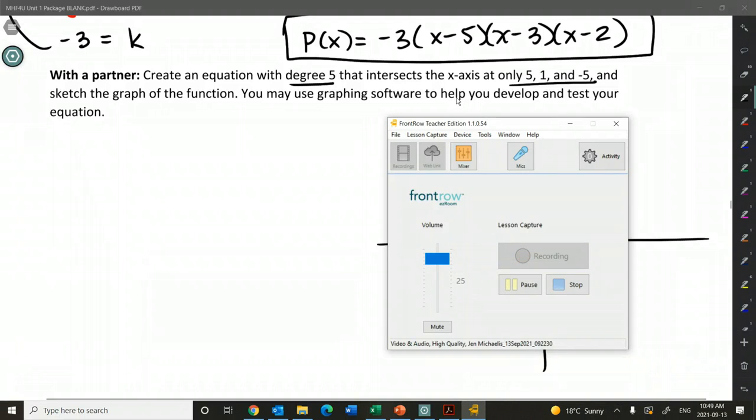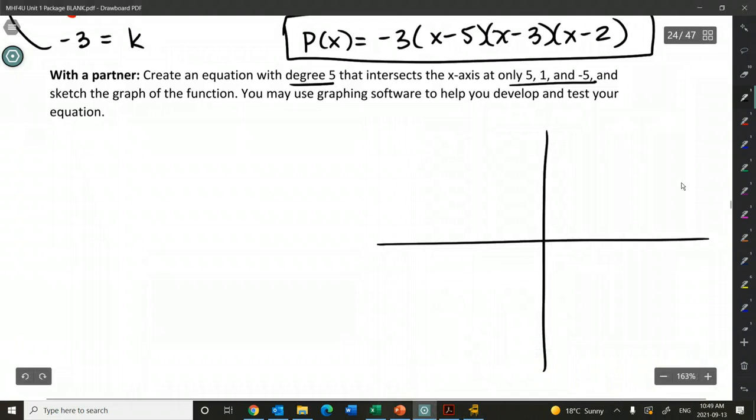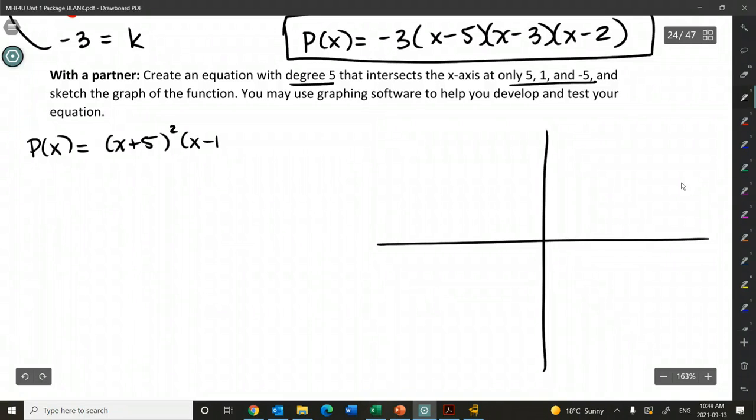I would like a couple people to share what their equations were. Clayton, what did you come up with? P at x equals x plus 5 squared, and then x minus 1, and then x minus 5 squared.